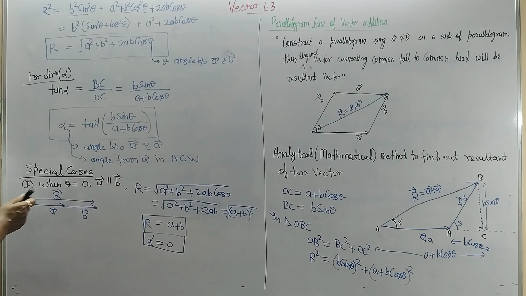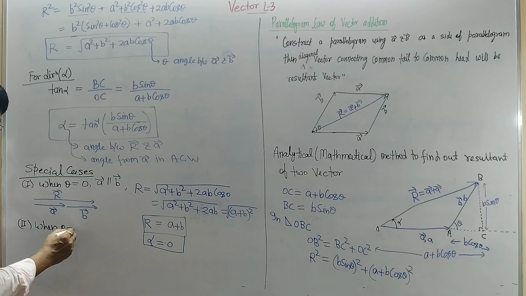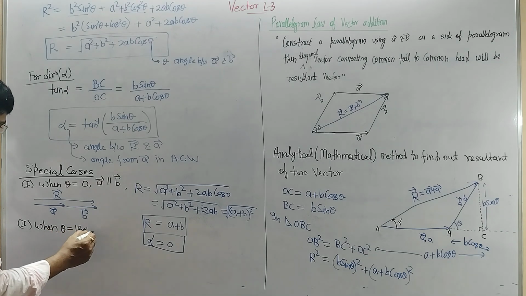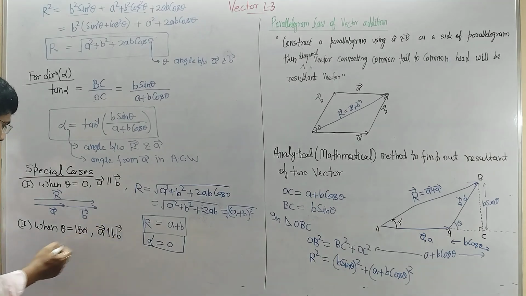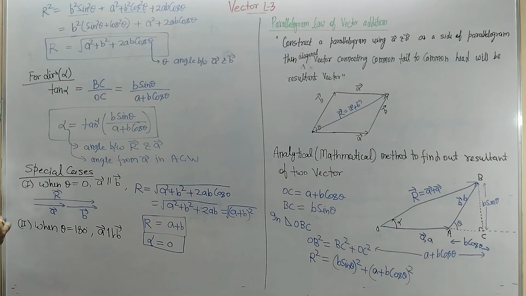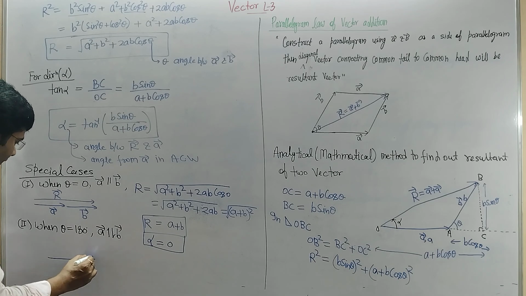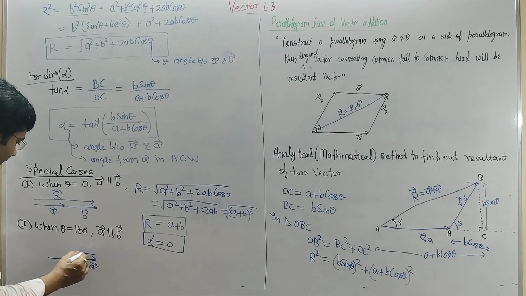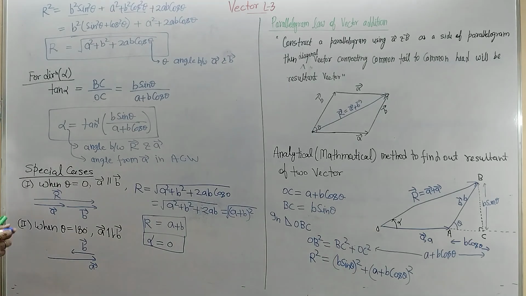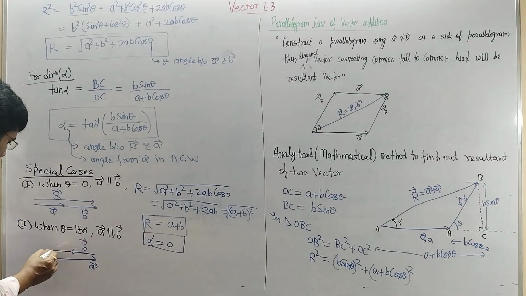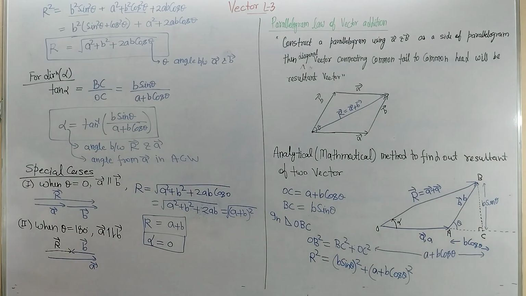Second case, when theta equals 180, that means vector a is anti-parallel to vector b, both are opposite. So let's take this as vector a, and this as vector b. So we can write here the resultant vector is this one. This is the resultant vector, the difference.